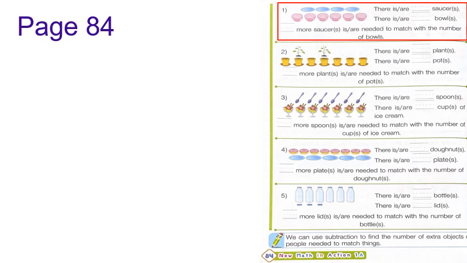I will do number 1 first for your example. Here we have 4 saucers, and there are 6 bowls. If we match the 2 sets, we can see that 2 more saucers are needed to match with the number of bowls. Please write the answer, which is number 2, in the blank. It's very simple, right? Now it's your turn to answer your activity book.